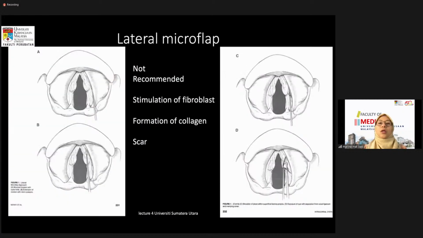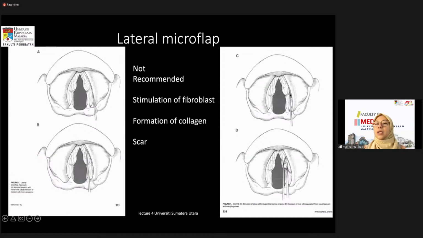So now we're going to talk about technique of excision. There are two types of microflap described in the book. One is lateral microflap, another one is medial microflap. In lateral microflap, the incision is made way lateral from the lesion, so that when you make the incision, you would see the ligament first, like this.